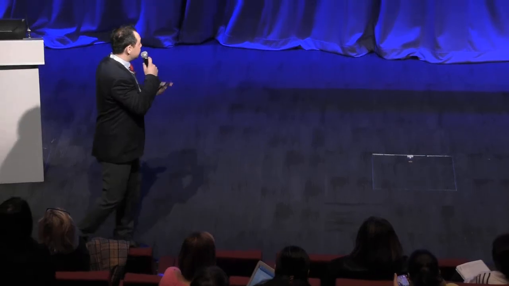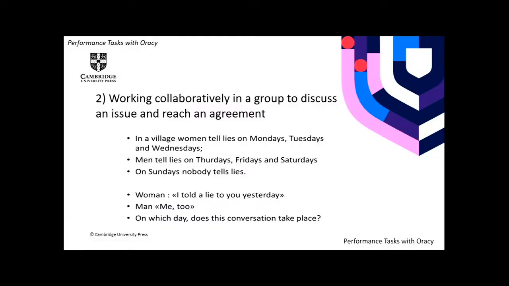Here we go. By the way, this is not a tricky question. In a village, women tell lies on Mondays, Tuesdays, and Wednesdays. Men tell lies on Thursdays, Fridays, and Saturdays. On Sundays, nobody tells lies. Woman says, I told a lie to you yesterday. And man says, me too. So on which day of the week does this conversation take place? Go. One minute, and after that I will be collecting your answers.